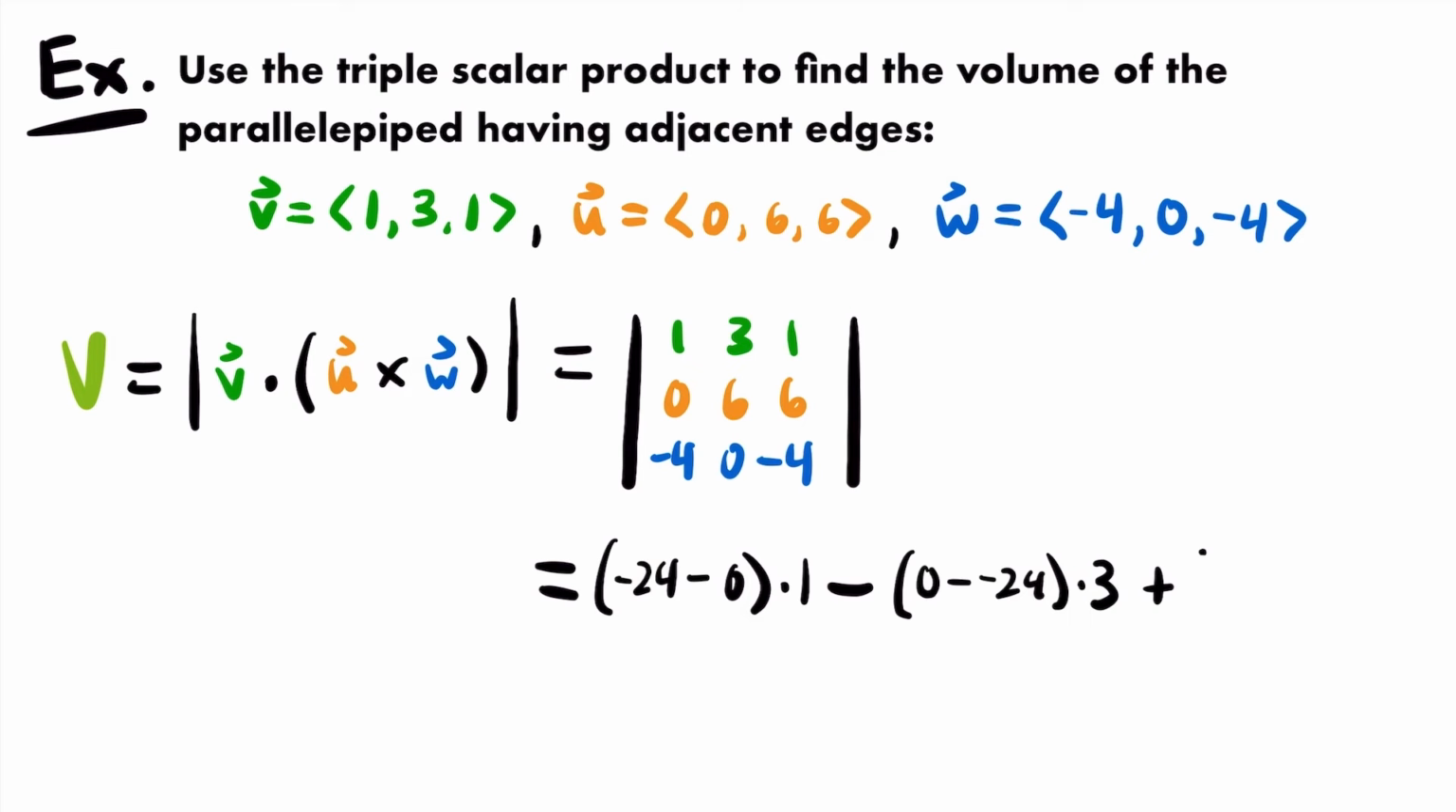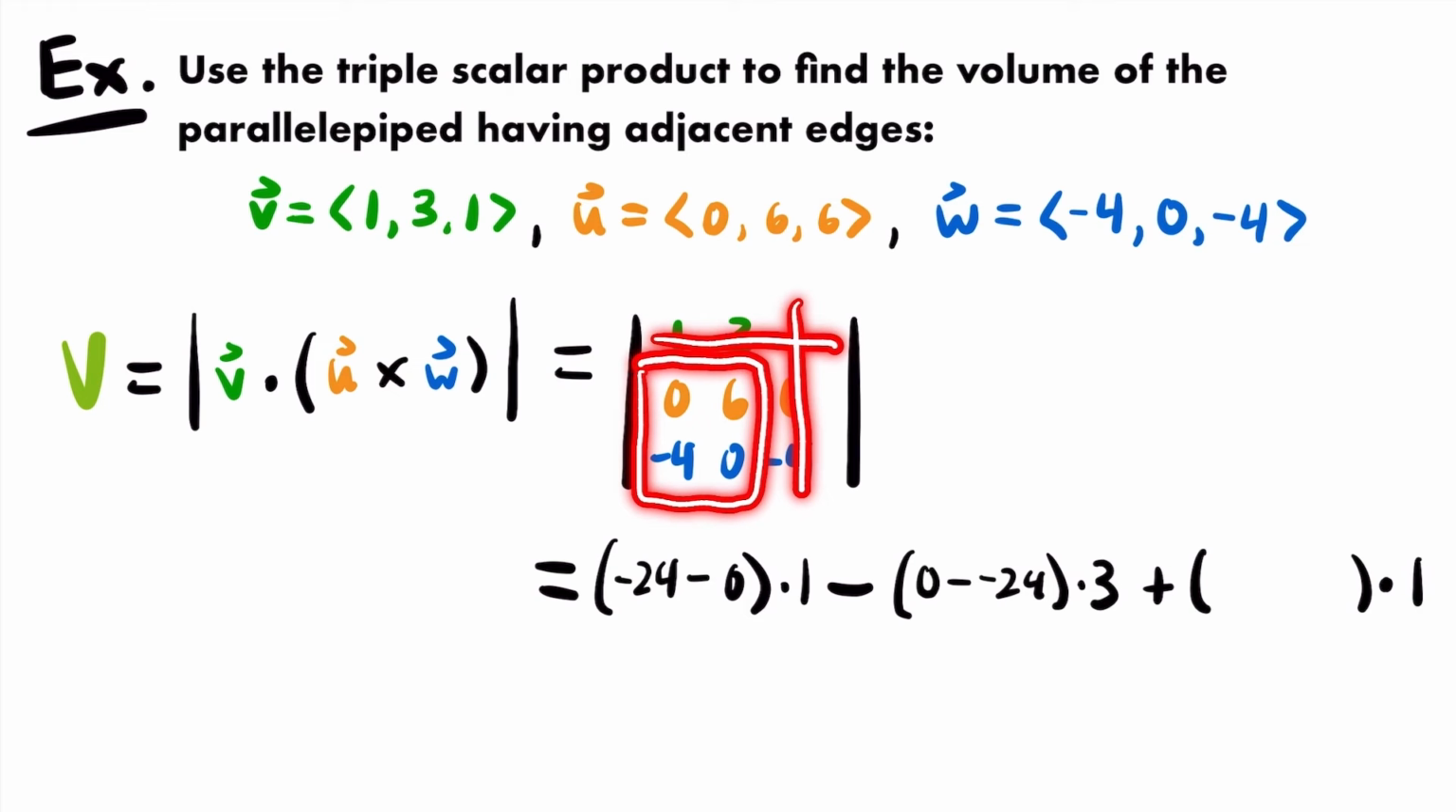And then we're adding the last term, which will be multiplied by 1, the last value in that first row. I'm going to write that in right now. But then if we go back to our matrix, we're going to cross out the row and the column that 1 is in, and then use the remaining 4 values to calculate a 2 by 2 determinant. So we'll have 0 times 0, which is 0, minus 6 times -4, which is -24. So we have 0 minus -24.